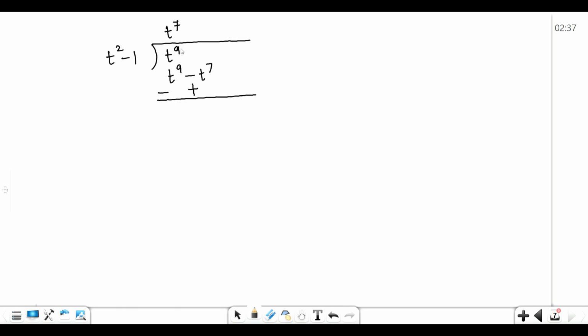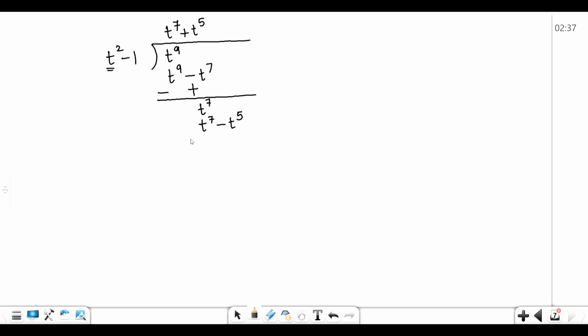So the first part will get cancelled and we are left with t to the power 7 plus t to the power 7. Now again we are having t to the power 2, we now have to get the t to the power 7, so we'll multiply this with t to the power 5. So t to the power 5 multiplied with t to the power 2 gives you t to the power 7, and minus 1 multiplied with t to the power 5 is minus t to the power 5.